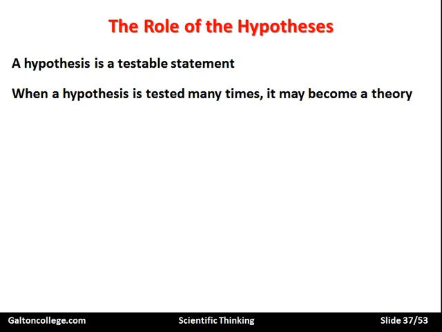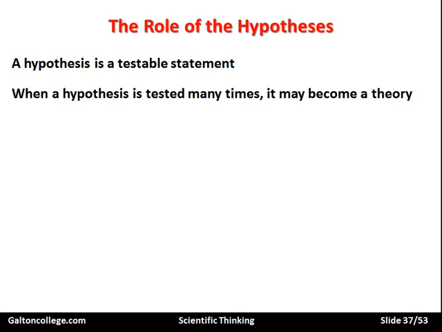When a hypothesis is tested many times, it becomes a theory. So if we test a hypothesis many times, then we may generate a theory. Let's go back to my example again. Fall in price generates more sales. That's my hypothesis. I'm saying a fall in price is the cause of more sales.